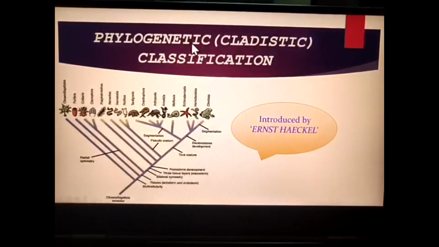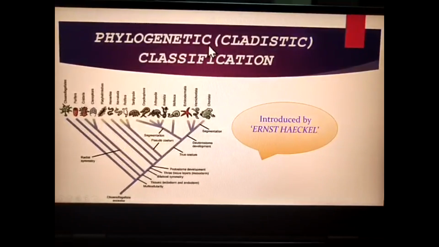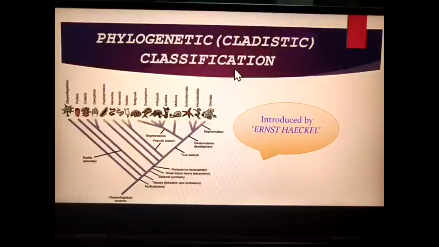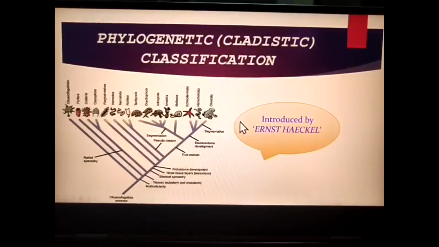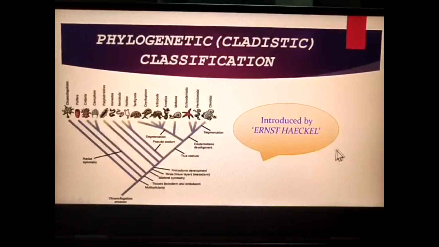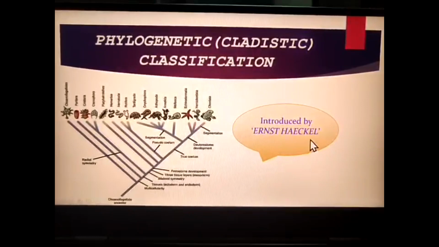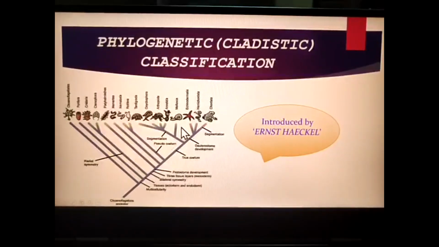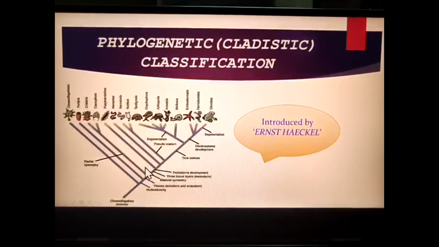The phylogenetic classification means this classification is done by the characters that are shared by a common ancestor. This was introduced by Ernest Haeckel. See this picture. This is also called the phylogenetic classification tree.